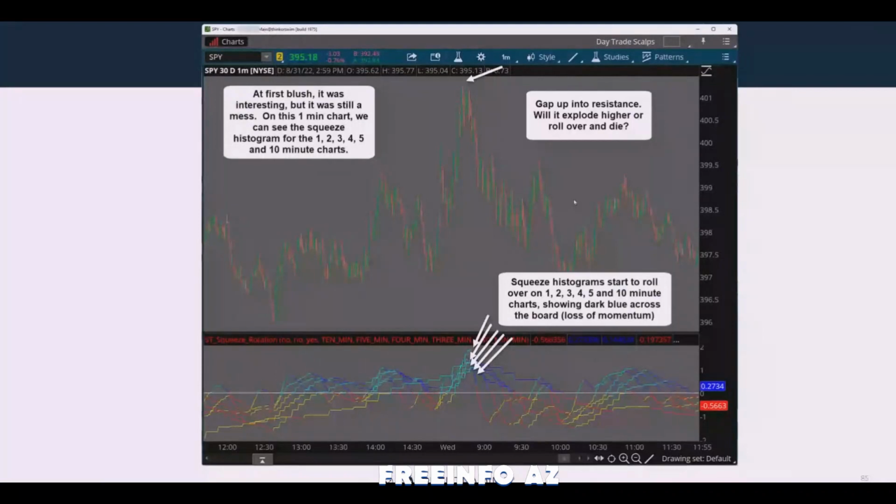Now all of a sudden, instead of looking at 6 different charts, this is the 1-minute chart, and I can see the 1, the 2, the 3, the 4, the 5, and the 10-minute histograms here. And it's like, okay, great. If they're all above 0 and ascending higher, that's 6 different time frames confirming this move. And typically that's when you're going to get the best moves. I mean, that's like a 3-point, 4-point move on the spiders. And conversely, when they start to roll over, you can see that as well. It's multiple time frames and the ebbs and flows.